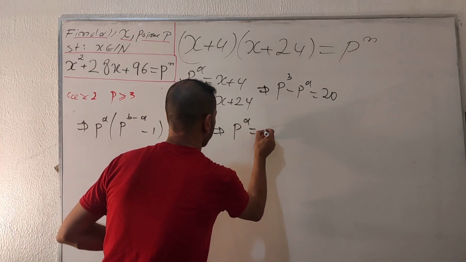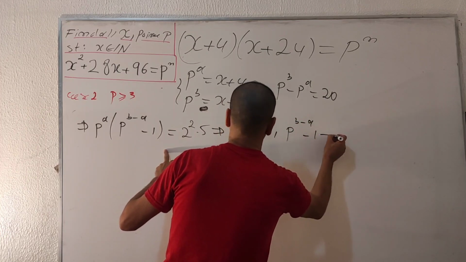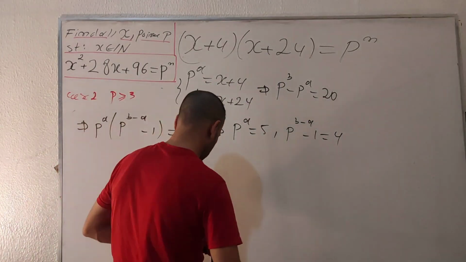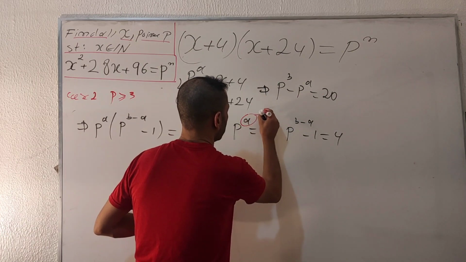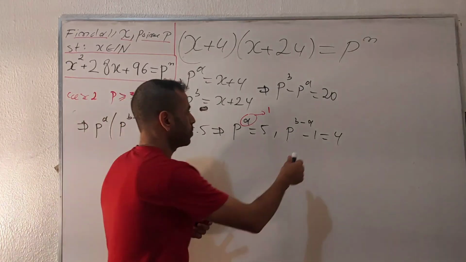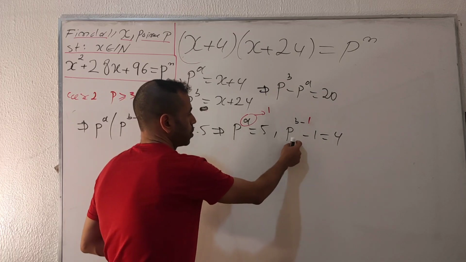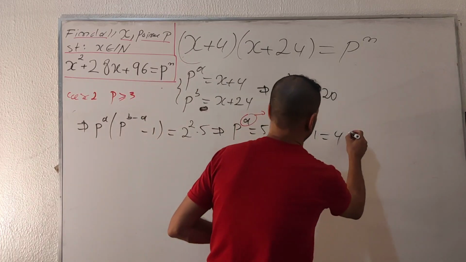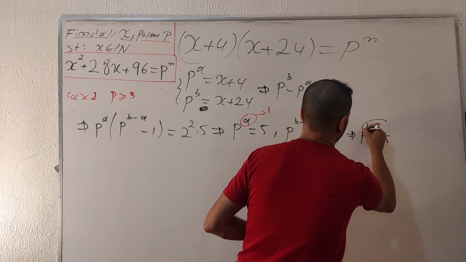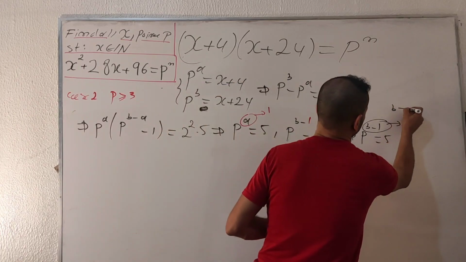Taking p to the a equals 5, p to the b minus a minus 1 is going to take 4, or 2 squared. So we know this exponent a equals 1 because we get 5 here. Let's replace a with 1 here. I'm simply going to take this one to the right, p to the b minus 1 equals 5. So b minus 1 equals 1 as well, which means b equals 2.